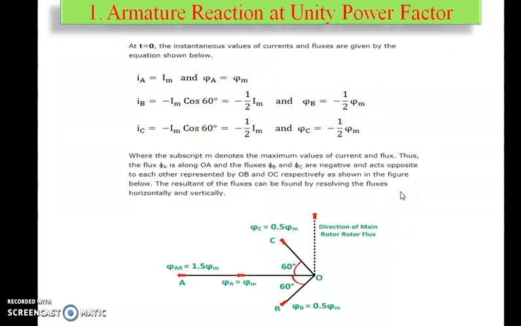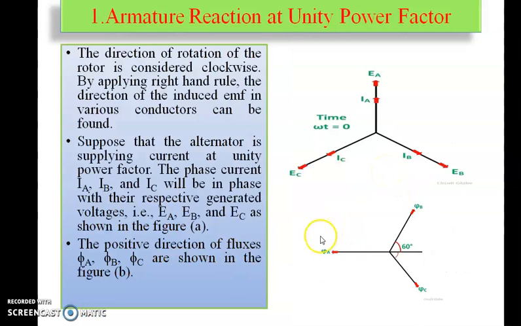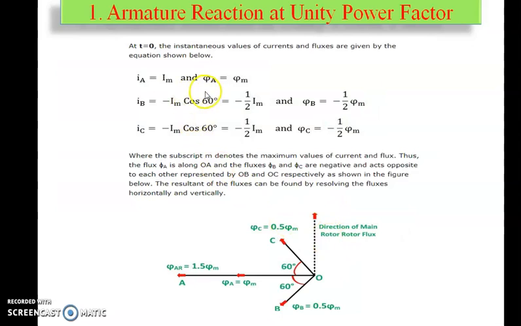Now we are considering the t instant, at t equals to 0 instant, the instantaneous values of currents and fluxes are given by the equations shown below. For any instant we call t instant, we are taking the instantaneous values of current. So Ia equals Im and phi a equals phi m. Ia equals Im, how did this come? Because at this instant phi AR direction is horizontal. So Ia is in phase, so phi AR direction is in this direction. So here is my positive flux direction with the phi AR. So I can show that Ia equals Im and phi a equals phi m.